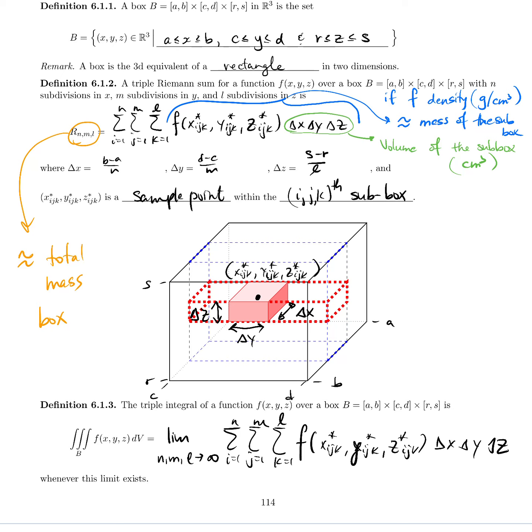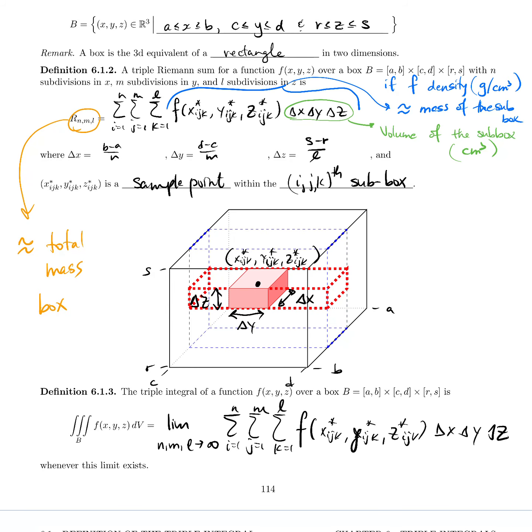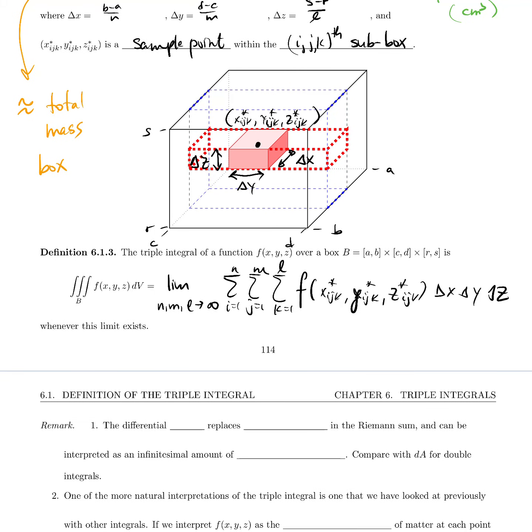So just a couple of remarks which write down some of the comments that I scribbled up above. The first is about this dV. dV is the differential, and in the Riemann sum notation it replaces delta x, delta y, and delta z, and can be thought of as an infinitesimal amount of volume. Compare when we did the double integrals with dA, which was an infinitesimal amount of area.